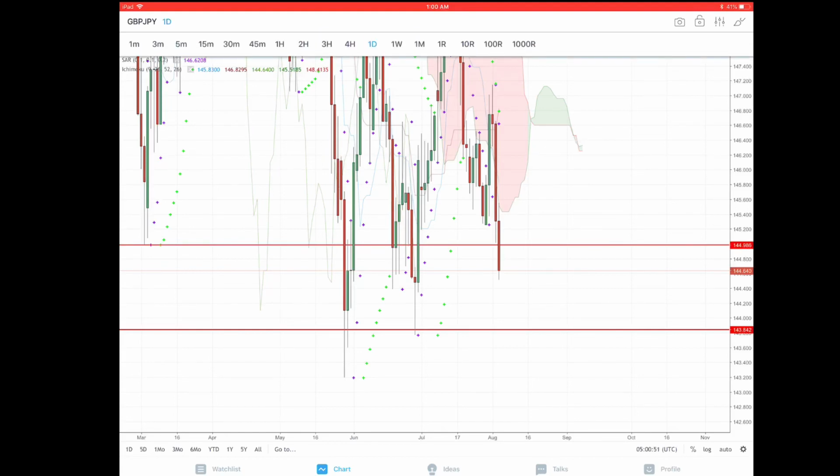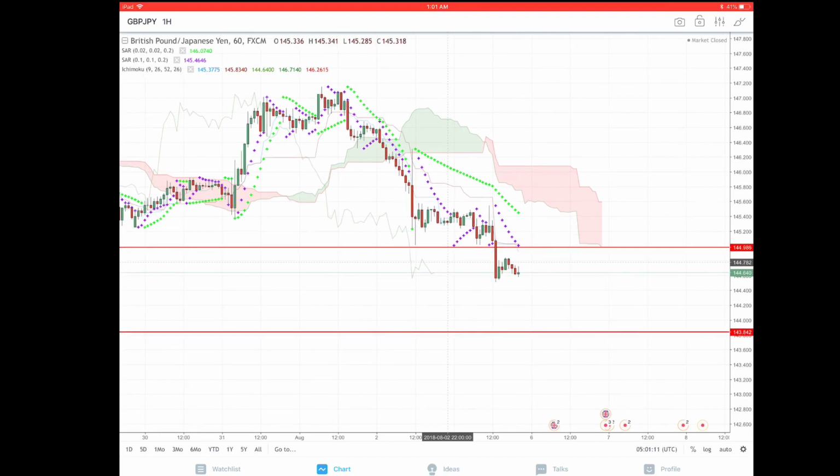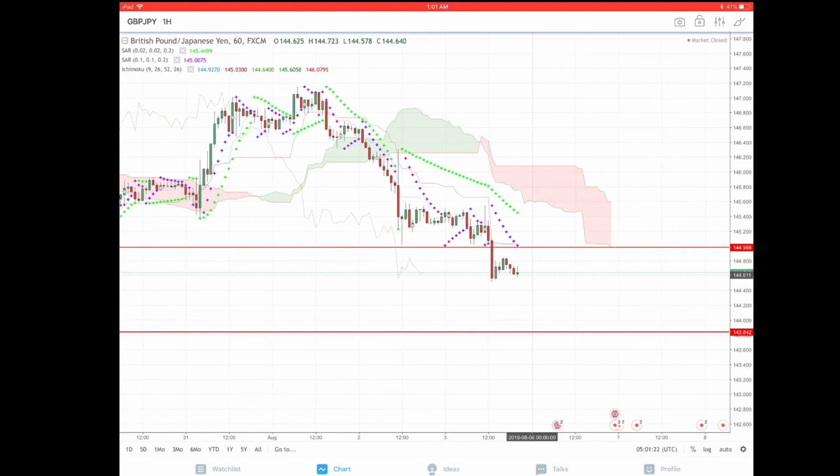And then also additional confirmations would be the fact that this cloud is red, meaning that the barrier B is over top of the barrier A, which is a sell signal. We got both parabolic SARs over top of the price, sell signal. Lag line is below the price, this green line back here, sell signal. And then the conversion line is below the baseline here, sell signal.